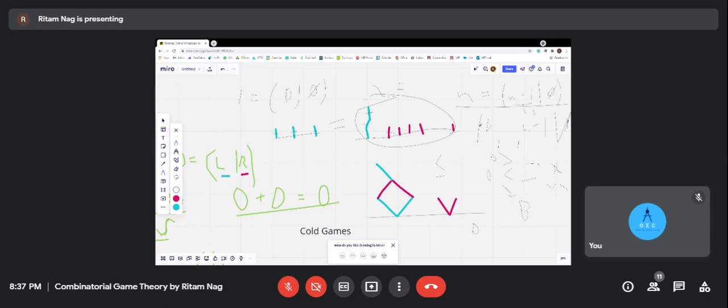Actually, I didn't exactly understand this ordering thing. We say 0 is greater than red winning and 0 is less than blue winning. So isn't 0 itself either red winning or blue winning? Okay, 0 is a second player win. So why do we define it this way?